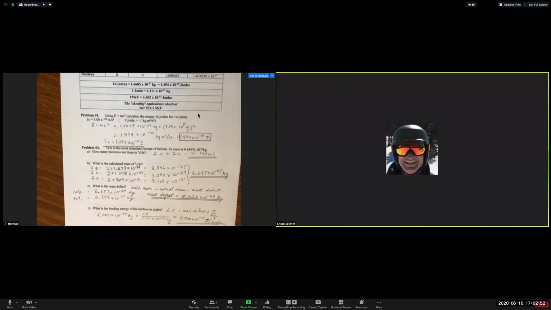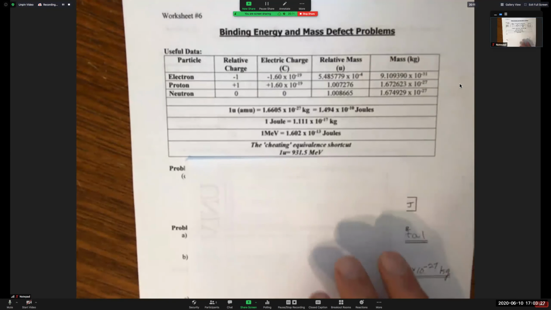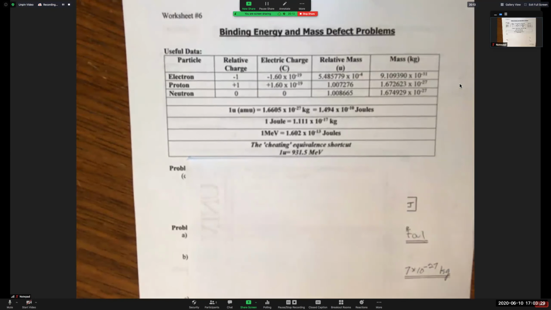Okay, so here's worksheet 6. I've actually worked this out ahead of time. The numbers are kind of big, so it just takes a long time to write them down and enter them in the calculator. There's a lot of scientific notation in doing these calculations. So I did all these calculations ahead of time. I'm just going to walk through them, so it won't take so long.